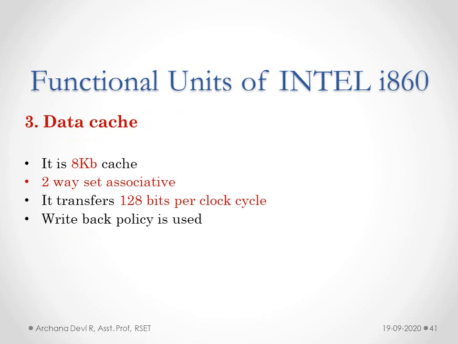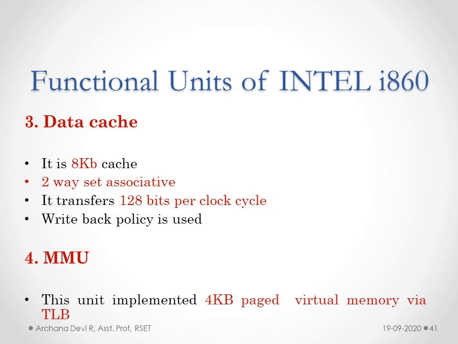Then talking about the data cache. The size of the data cache is 8 kilobytes and it is also implemented using two-way set associative organization, and it can transfer 128 bits per clock cycle. The write back policy is used in the data cache. There are different methods in which you can write data, right, in cache as well as in memory. The memory management unit is implemented using 4 kilobyte paged virtual memory via a translation lookaside buffer.